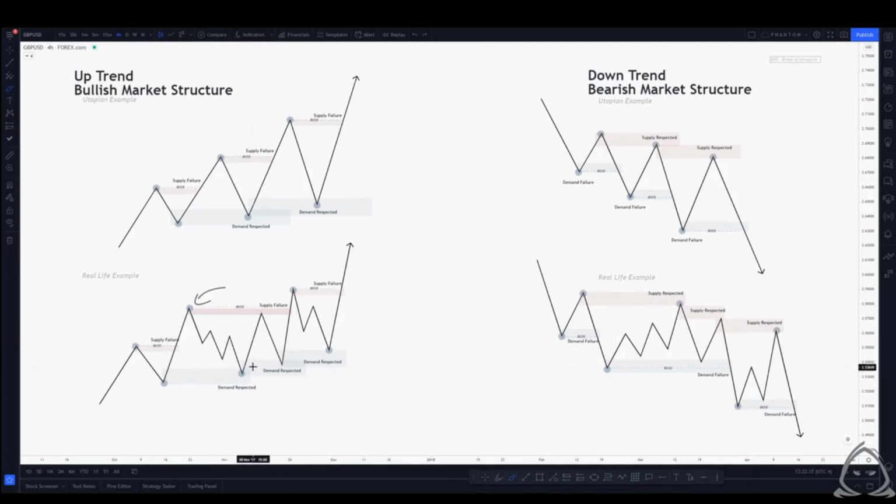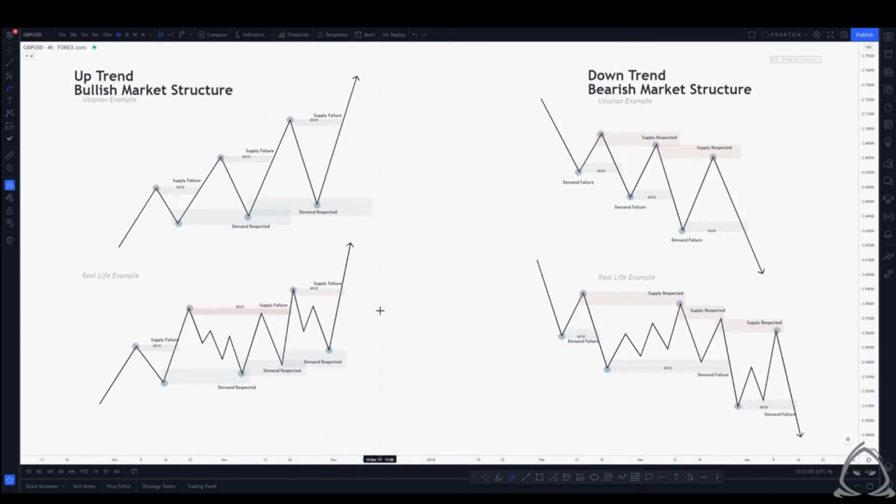And what we can see is this newly created demand zone from the initial reaction to the upside is respected, and price moves to the upside, breaking supply, making supply fail, creating a higher high. And then what we see is price then creates a new supply zone as it creates a pullback or a retracement. We tap back into the newly created demand zone. Demand is respected and price continues moving to the upside, creating a higher high.